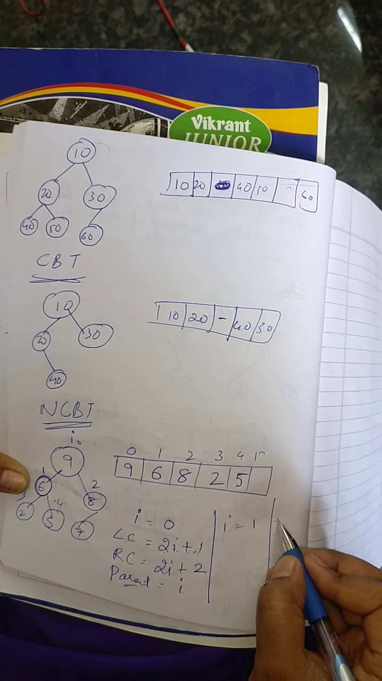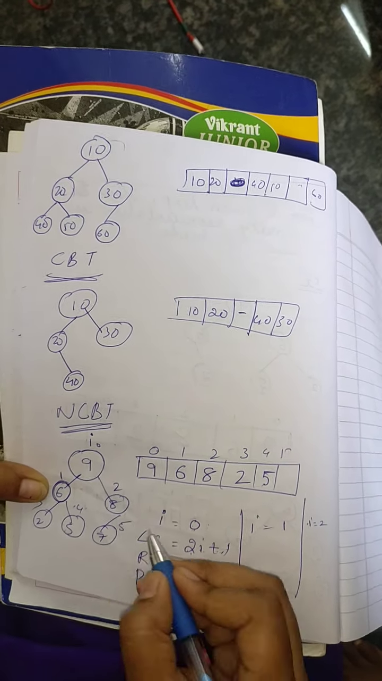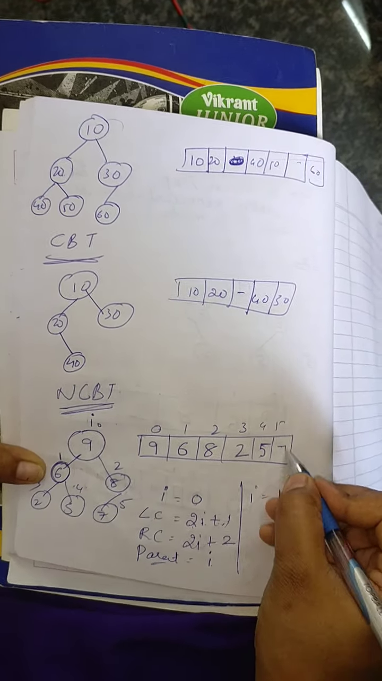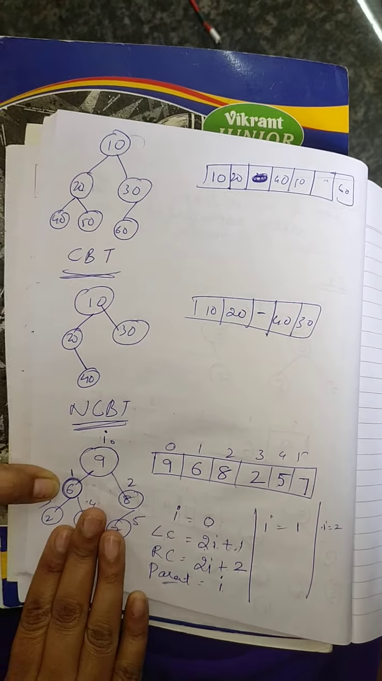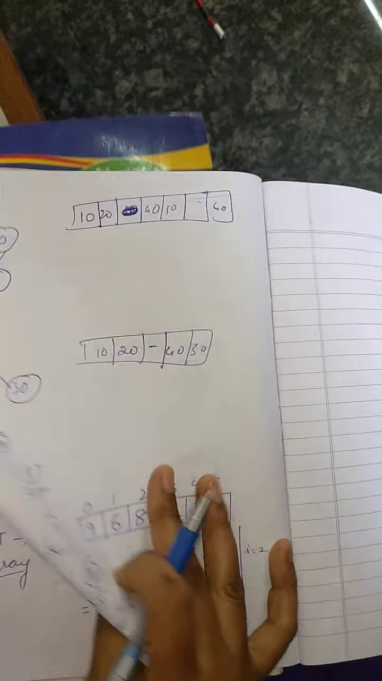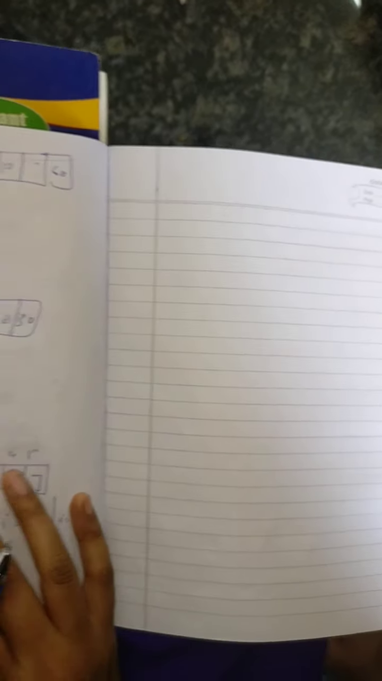Now what is i now? i is equal to 2. That is the left hand child. 2 2s are 4, 4 plus 1 is 5, which is the fifth position, that is 7. So like this you have to represent. If they have given a tree, represent it in the form of an array. If they have given an array, represent it in the form of a tree. Anything, vice versa, they will ask you.